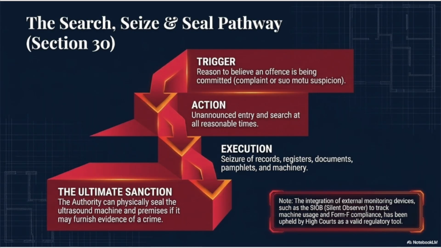Under Section 30, the search, seize, and seal pathway is triggered when there is reason to believe an offense is being committed. This allows unannounced entry and search, seizure of records and machinery, and ultimately the physical sealing of the ultrasound machine and premises. The use of external monitoring devices, such as the silent observer, to track machine usage and Form F compliance has been upheld by high courts as a valid regulatory tool.